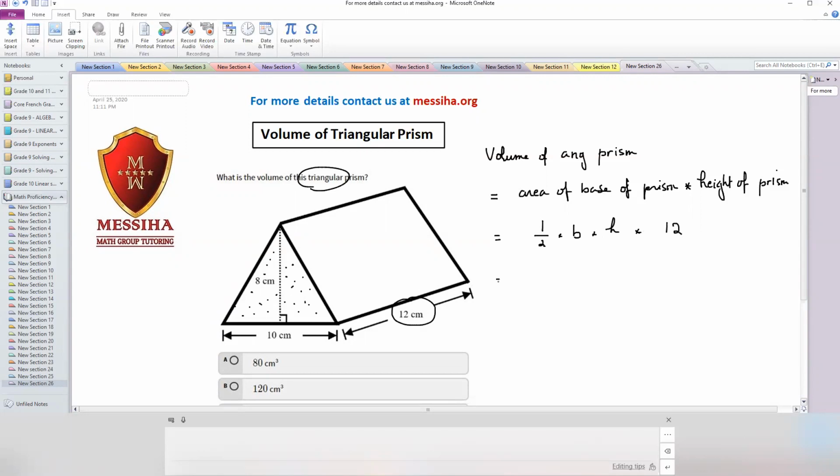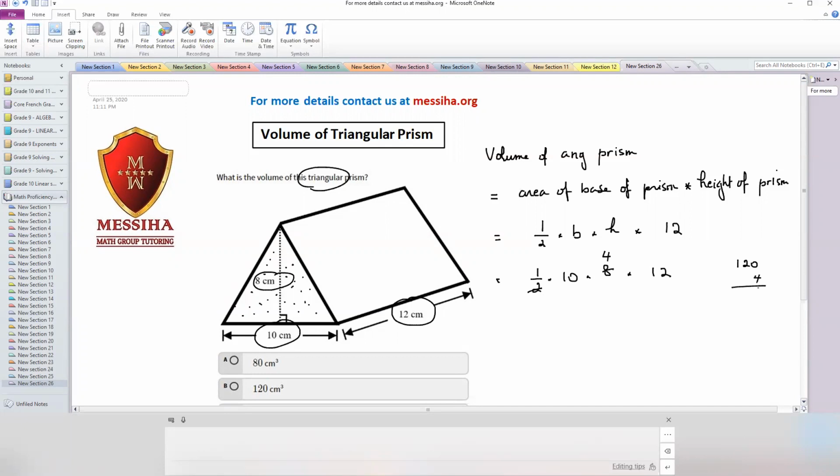So now I need to find the value of the base of this triangle. I can see it here, 10, times the height of this triangle, it's 8, times the height of the prism, it's 12. Now I can easily simplify. I can simplify 2 with the 8, it's going to be 4. So now it's going to be 10 times 12, it's 120.